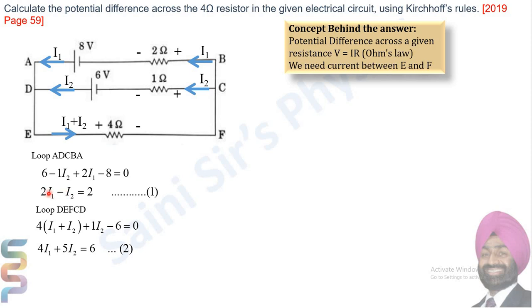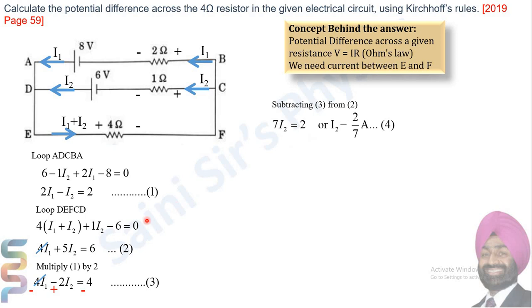This equation contains 2I1, this contains 4I1. To cancel I1, you can multiply equation 1 with 2. So 4I1 minus 2I2 equal to 4. Subtract equation 3 from equation 2, change the signs, minus plus minus, 4I1 cancels. 5I2 plus 2I2, 7I2. 6 minus 4 equal to 2, so I2 is 2 by 7. Substitute for I2 anywhere to get I1 also. That is up to you, you can manage now.